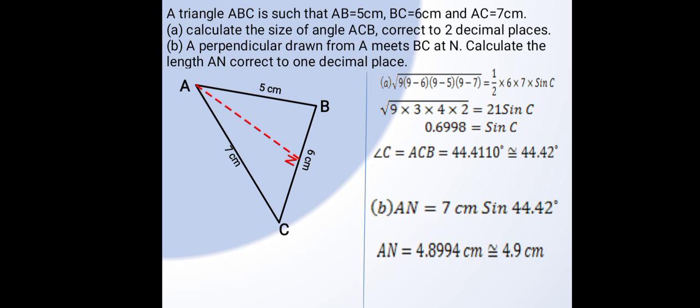Part B, you have been told a perpendicular is drawn from A and meets BC at N. Calculate the length AN to 1 decimal place. You can see I've dropped that perpendicular using a dotted red line. Now, what is the length of that perpendicular? You can calculate it using the sine, because now we have a right angle triangle. And if you compute, you find it is 4.9 centimeters.